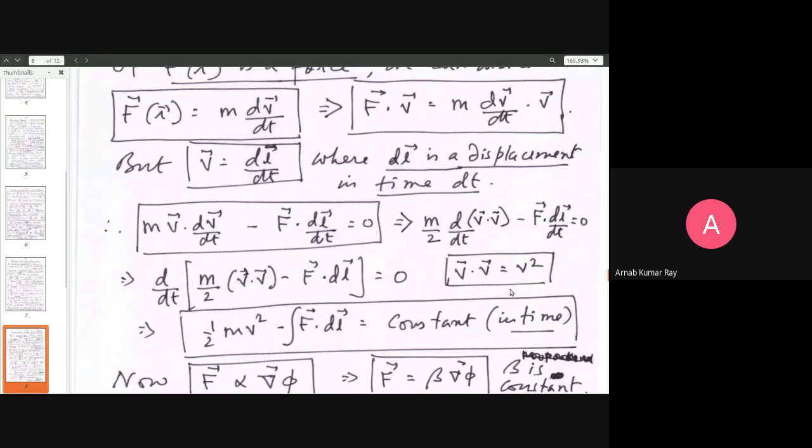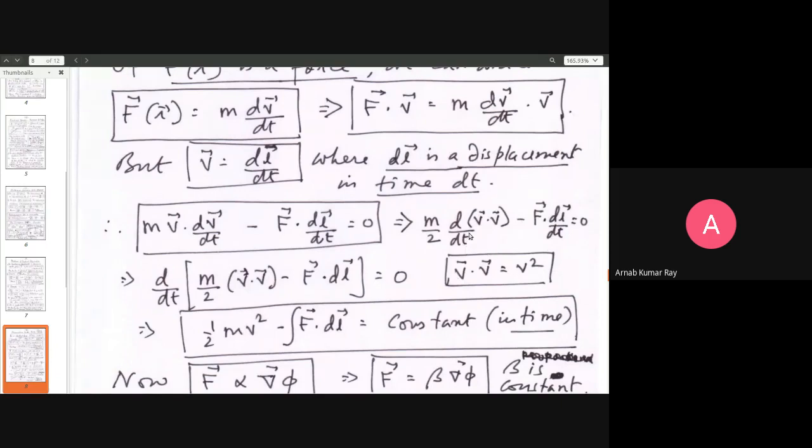How so? Because v dot v is v squared. If you take d/dt of v dot v, what will you get? v dot dv/dt plus v dot dv/dt. So you will get 2 v dot dv/dt. And that 2 and this 2 will cancel, and you'll get this. That's how we are writing it.